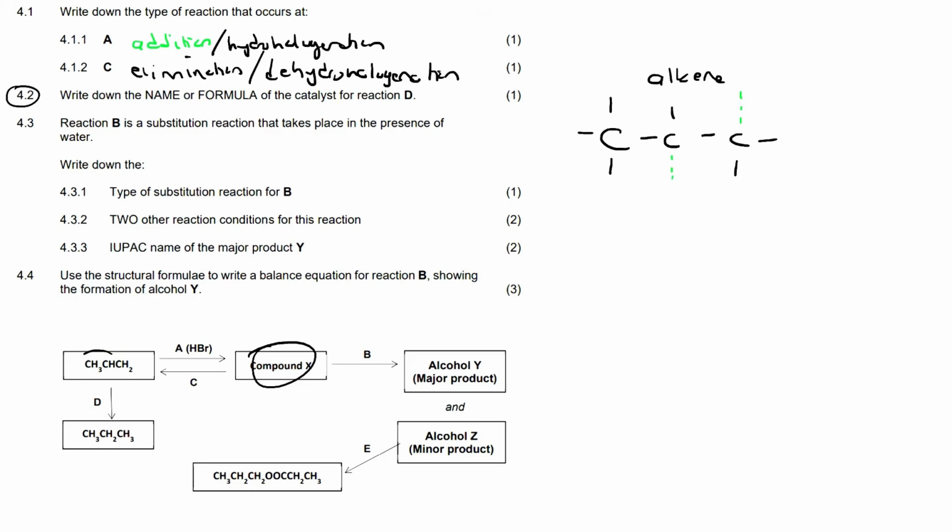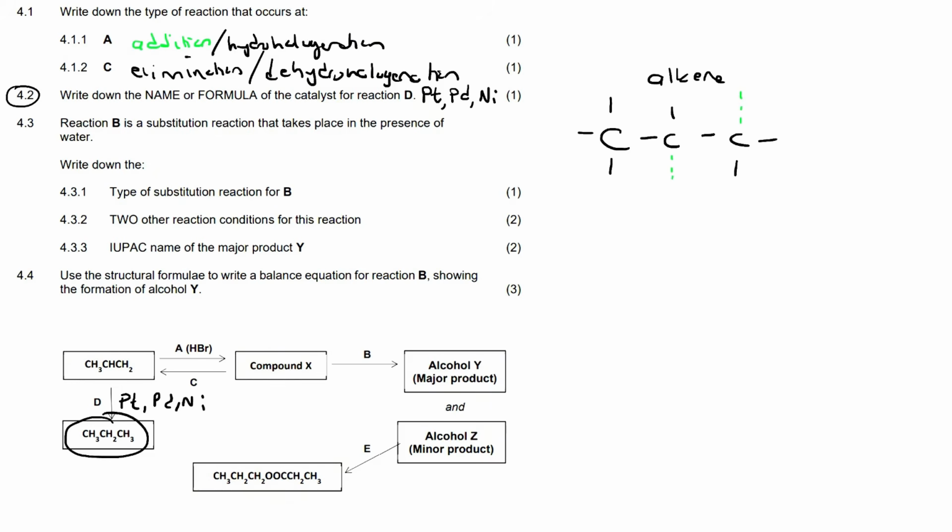This one says write down the name or the formula of the catalyst at D. So at D, we're going from an alkene, like we said, to an alkane. So we know that that uses either platinum, palladium, or nickel as a catalyst. They said write down the name or formula, so we can just keep it as platinum. You only have to give one, okay? But I'm going to give you your different options.